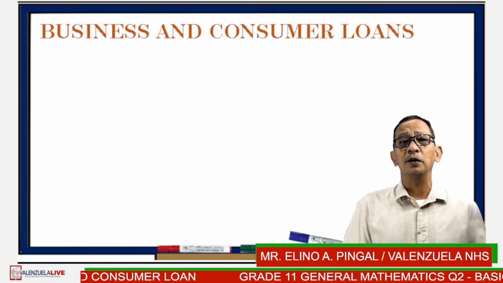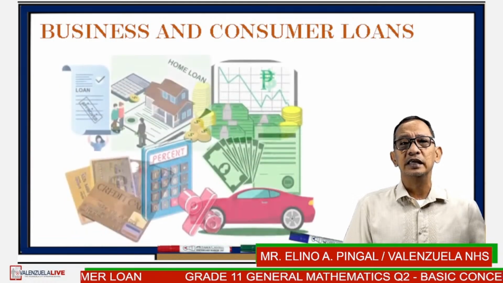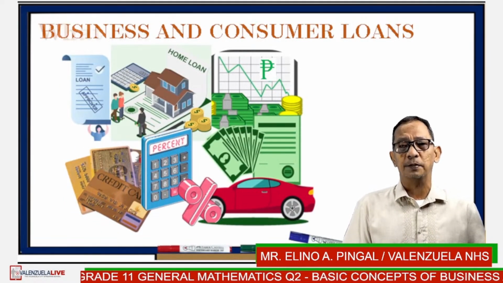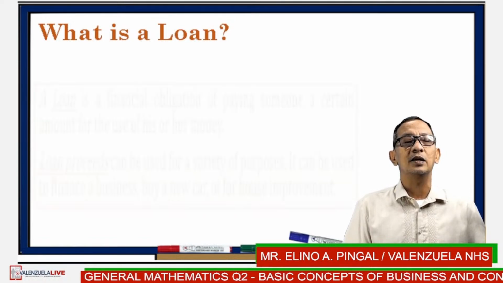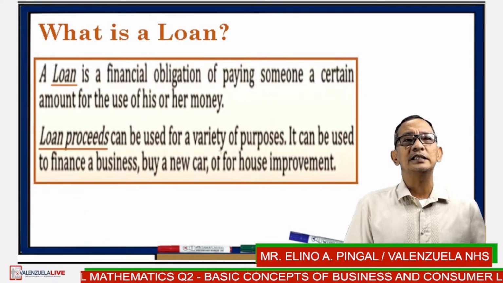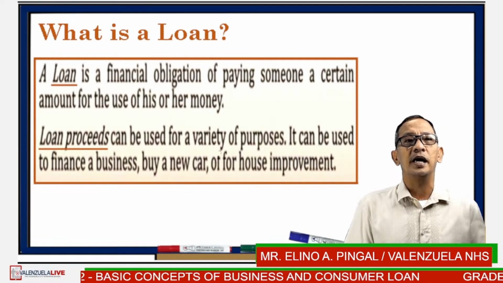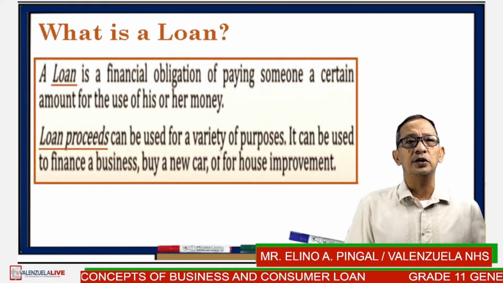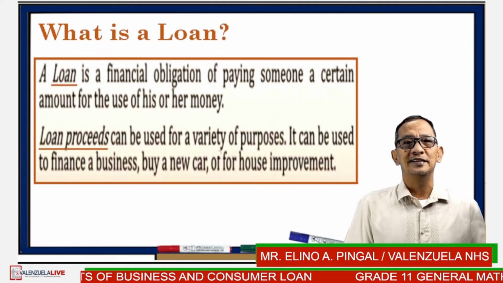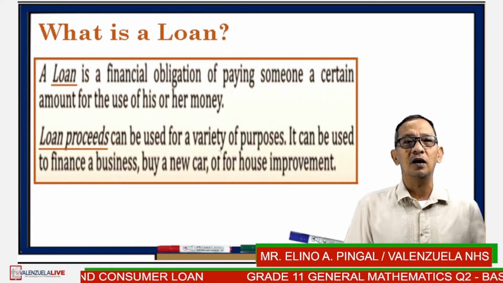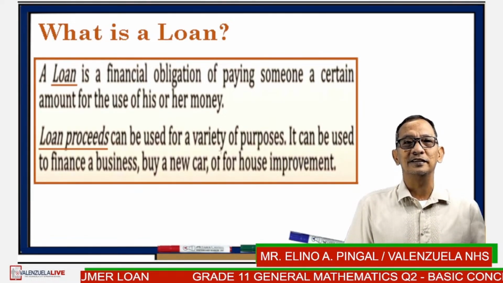And now let's talk about business and consumer loans. And in a while, we'll check your understanding of the concepts about this. So let's start. What is a loan? A loan is a financial obligation of paying someone a certain amount for the use of his or her money. Loan proceeds can be used for a variety of purposes. It can be used to finance a business, buy a new car, or for house improvement.